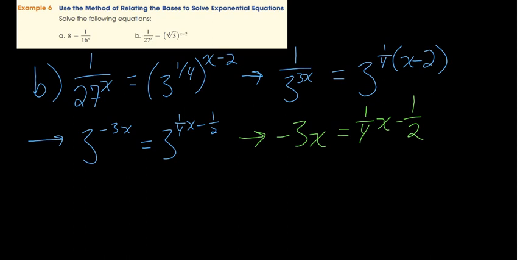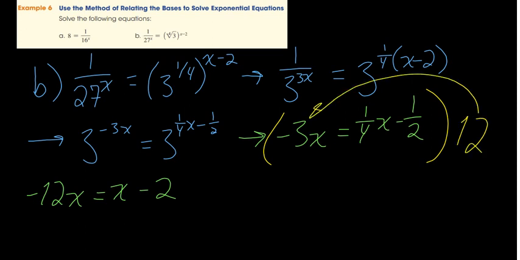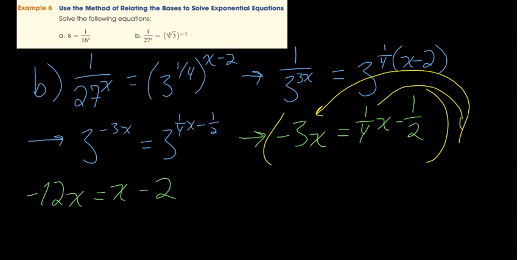All right. Luckily, we've got lots of fractions, so let's go ahead and clear the fractions. I'm going to multiply the entire thing by 4. So I'm going to have a negative 12x is equal to x minus 2. Again, all I did was take this equation and multiply the entire thing by 4, just to clear the fractions. 4 times negative 3 is negative 12. 4 times 1/4 is just 1. And 4 times 1/2 is just 2.